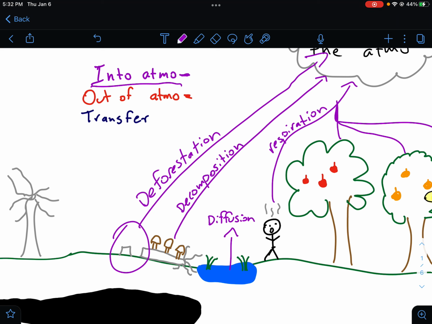But we can't forget that, yeah, some of it goes into the atmosphere, but some of it also goes into the soil. So we need to make arrows for that too, because we can't forget about that. So some of that CO2 gets shoved into the soil, something we call a carbon sink.